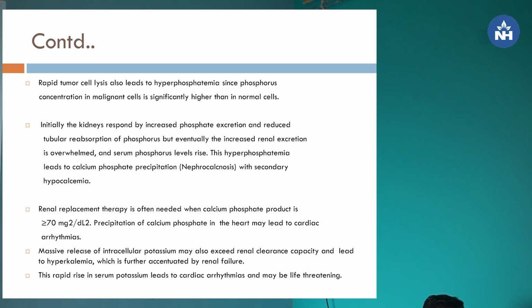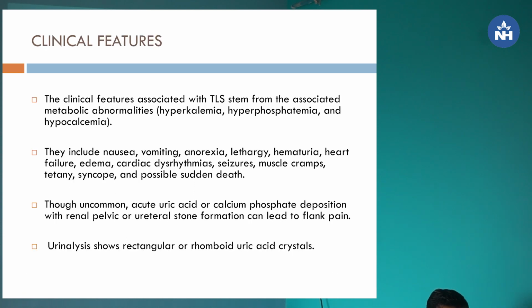The rapid tumor lysis also leads to hyperphosphatemia, since phosphorus concentration in malignant cells is significantly higher than in normal cells. Initially, the kidneys respond by increased phosphate excretion and reduced tubular reabsorption of phosphorus, but eventually the increased renal excretion is overwhelmed and serum phosphorus levels rise. This hyperphosphatemia leads to calcium phosphate precipitation, which is also known as nephrocalcinosis, with secondary hypocalcemia.